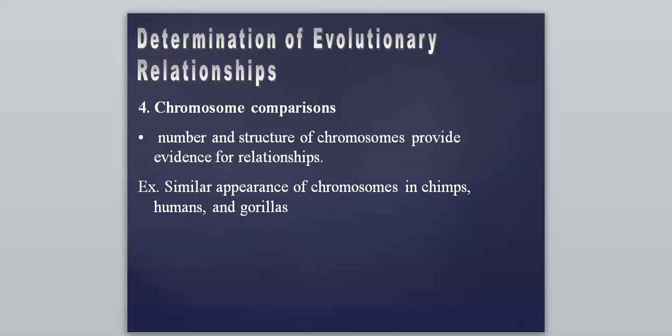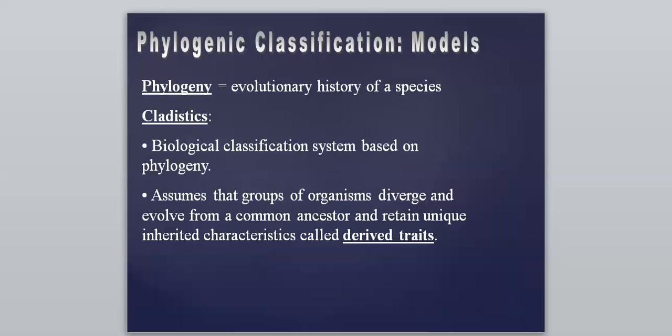So our modern type of classification using this evolutionary history is called phylogeny. Phylogeny is the evolutionary history of a species, and then we use phylogeny to come up with a process called cladistics, which is the classification system based on phylogeny. So it's kind of confusing, just try to keep that straight. Phylogeny is just the evolutionary history of a species, and cladistics is using phylogeny to classify organisms.